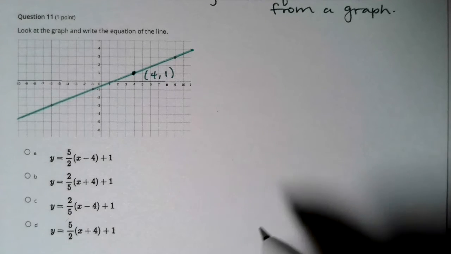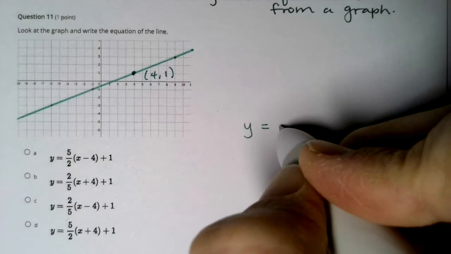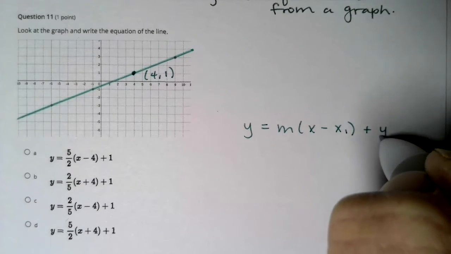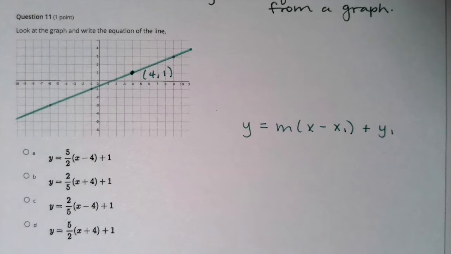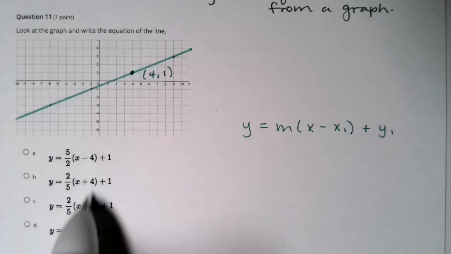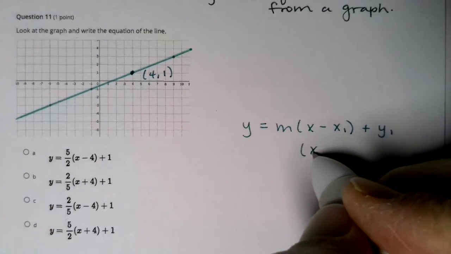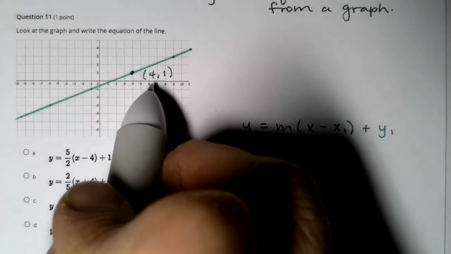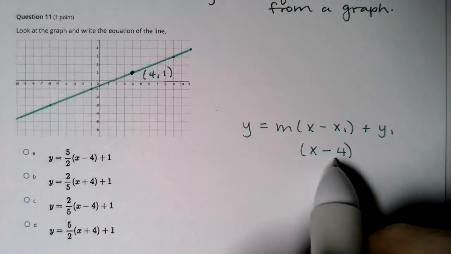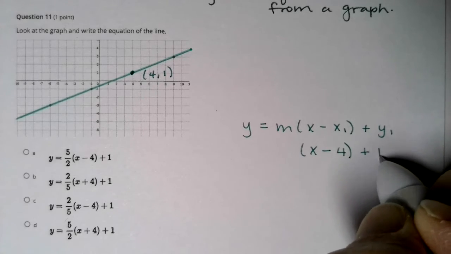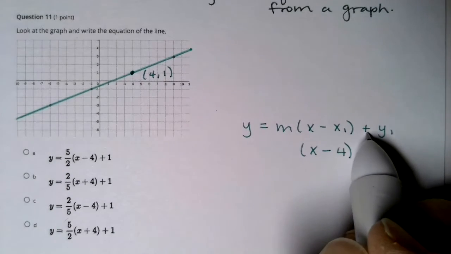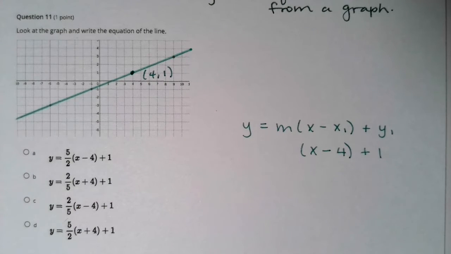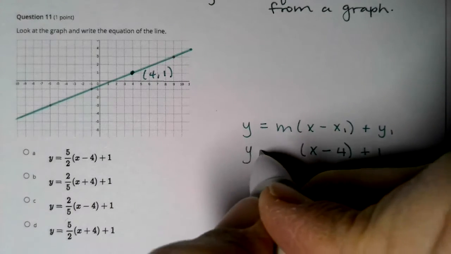So I can imagine that using point slope form, y equals m times x minus x1 plus y1, I could use that point 4, 1, and that's going to match here. So I'm going to have x minus 4, because I'm having a positive 4 here. I'm going to have a minus 4 in our equation, and then plus 1 because I have my plus 1, the y value there.